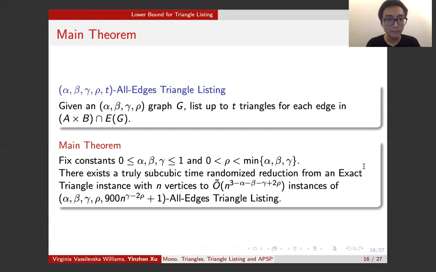Now, our main theorem says that if we fix constants alpha, beta, gamma between 0 and 1, and 0 less than rho less than the minimum of alpha, beta, and gamma, we show that there exists a truly subcubic time reduction from exact triangle of n vertices to O tilde n to the 3 minus alpha minus beta minus gamma plus 2 rho instances of alpha beta gamma rho triangle listing problem with T equal to n to the gamma minus 2 rho plus 1.